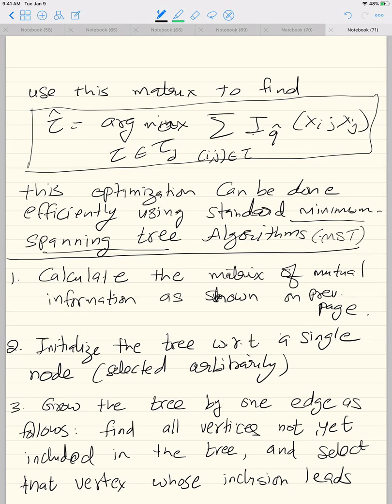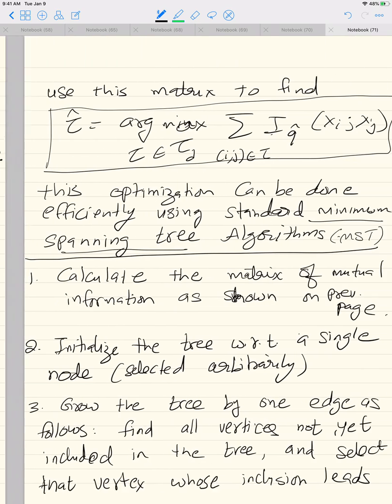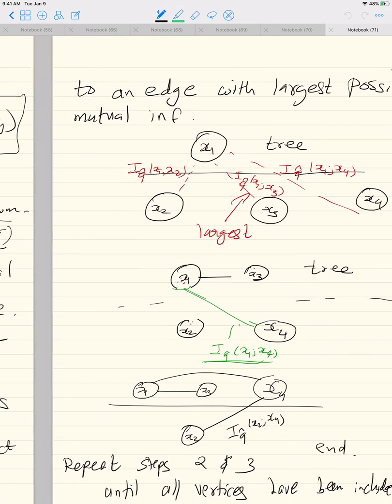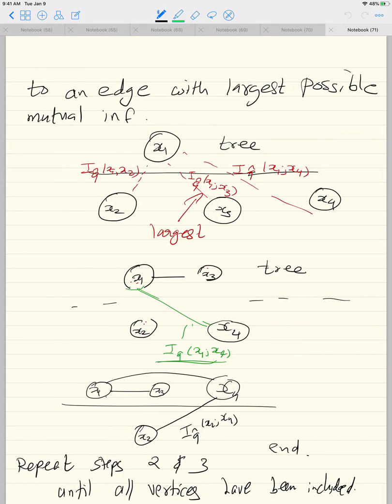We first calculate the matrix of mutual information as shown on the previous page. Then we initialize the tree with respect to a single node. We can pick any arbitrary node. Then at each step we grow the tree by one edge, and this is done as follows. Among all vertices not yet included in the tree, we consider that vertex whose inclusion leads to an edge with the largest possible mutual information. And we keep repeating this until we terminate.